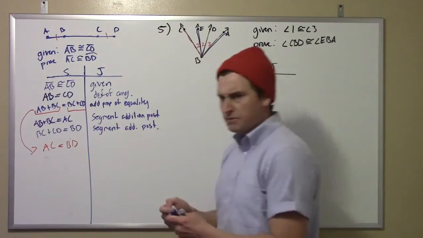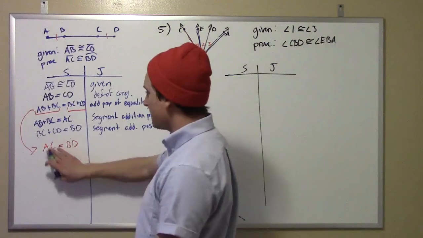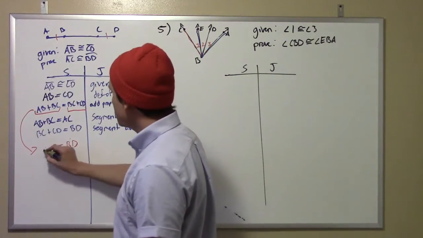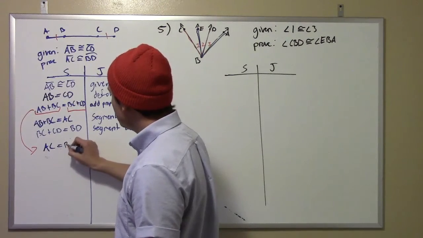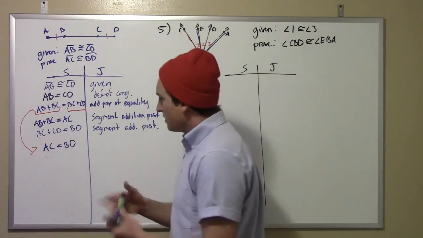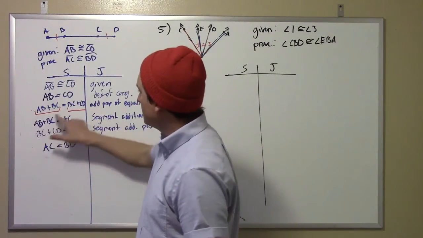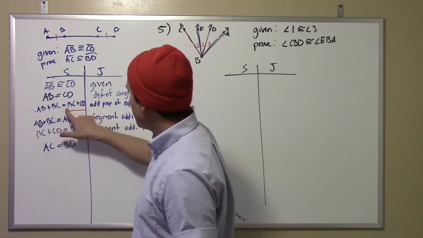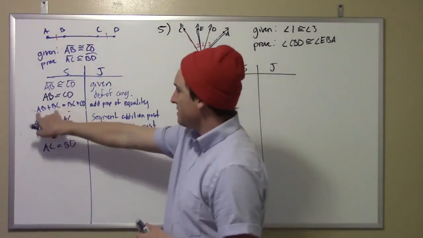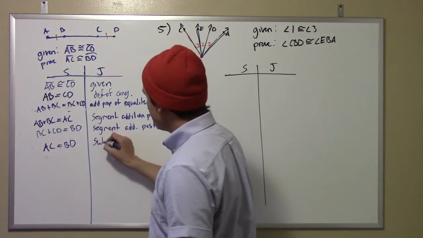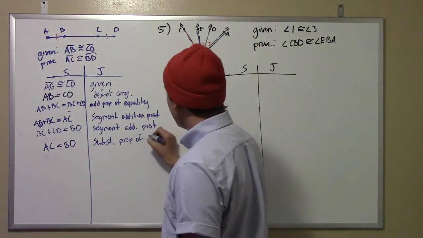Okay, let's do it in blue though. So we're going to erase some of our red stuff here. This is kind of the work here. So our next statement will be AC equals BD. Okay, we'll get rid of this. This is just for us to kind of show our thinking here. But that was a substitution property of equality. We replaced a statement with what it was equal to. So we're going to go substitution prop of equality.